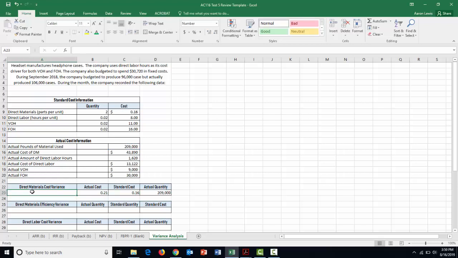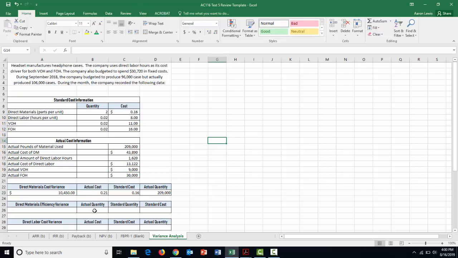So to figure out our direct materials cost variance, you're going to find the difference between actual cost and standard cost, and you need to put these in parentheses first because of order of operations. And we're going to multiply that by the actual quantity that we had. So your formula should be equals cell B23 minus C23 in parentheses times D23, and that's going to come out to be, when we convert this to money, $10,450 direct material cost variance.